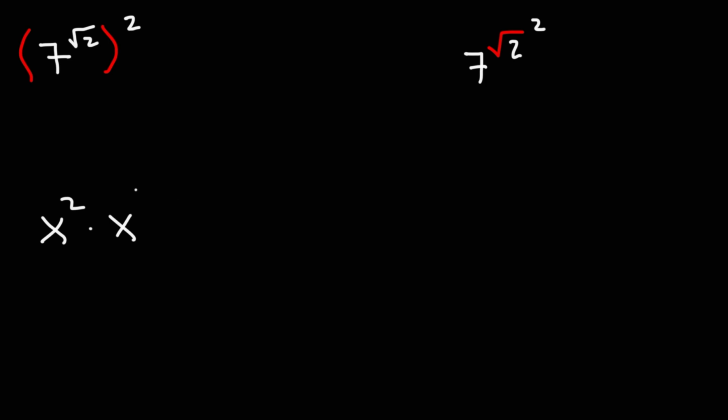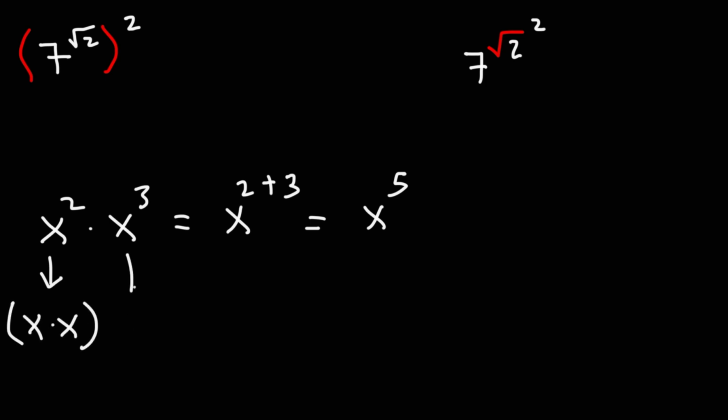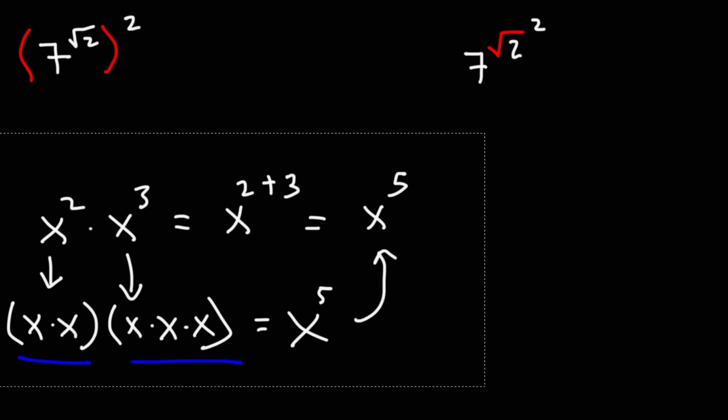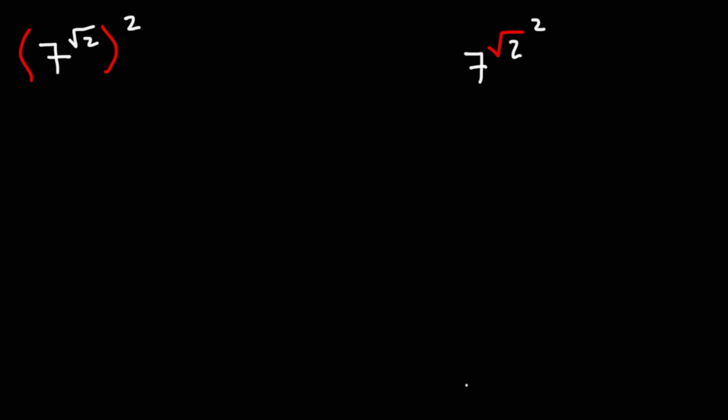When you multiply two terms that have the same base, the base being x, you can add the exponents. So this is equal to x raised to the 2 plus 3, or x to the 5th power. To see why, x squared means you're multiplying two x variables together. X cubed is equivalent to multiplying three x variables together. In total, you have 5 x variables being multiplied, so we get x to the 5th power. So when you multiply terms with the same bases, you can add the exponents.